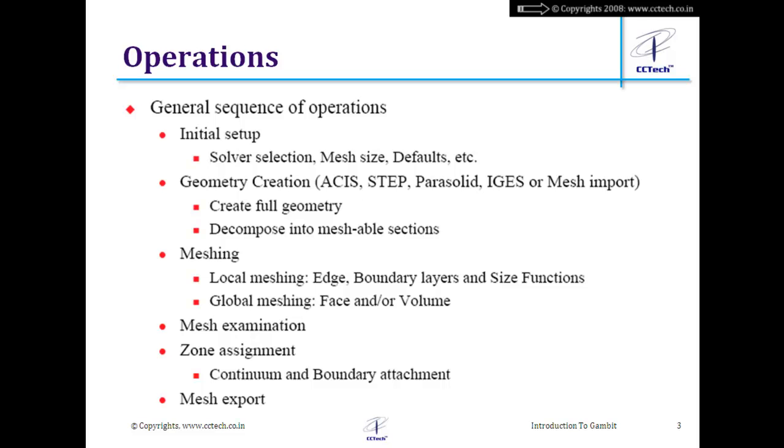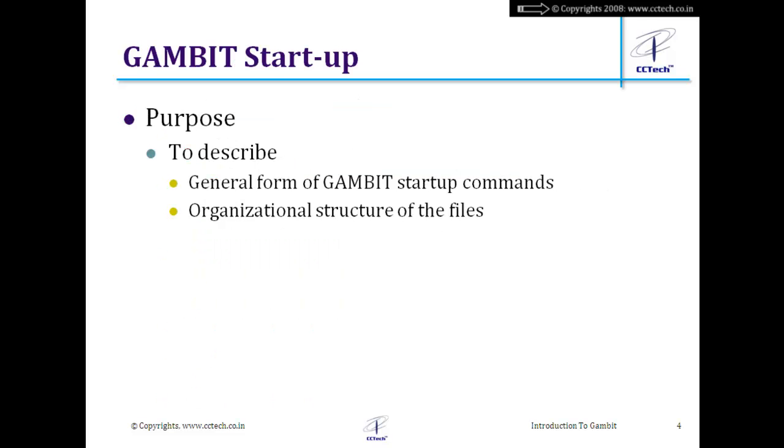So we have to define which one is solid and which one is fluid, and along with that we have to also specify which one is inlet and which one is outlet, or which one will act as a wall, or which one will act as an interior, which we have used only for decomposition of the geometry. So that is nothing but zone assignment. Once that is done, we have to export the mesh, and typically you will be exporting a mesh for Fluent or CFX or something like that.